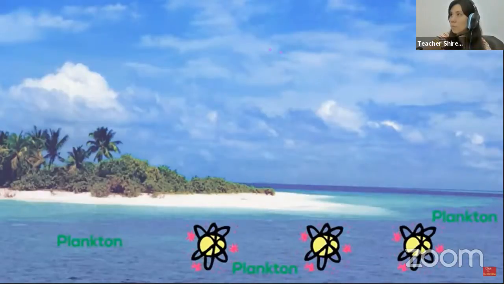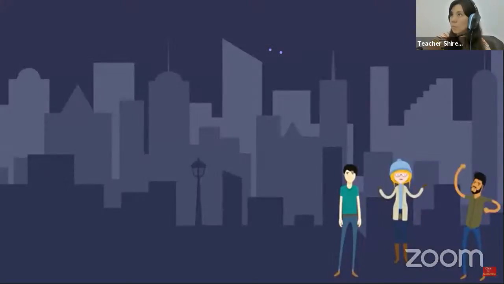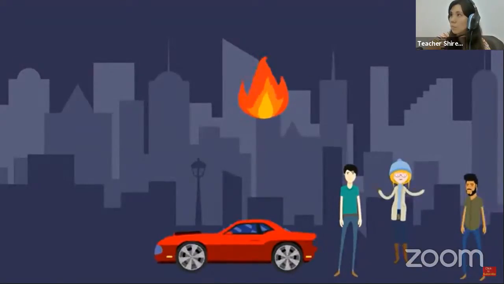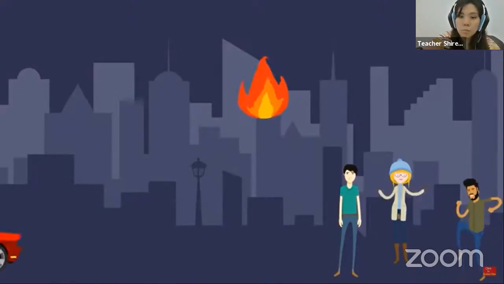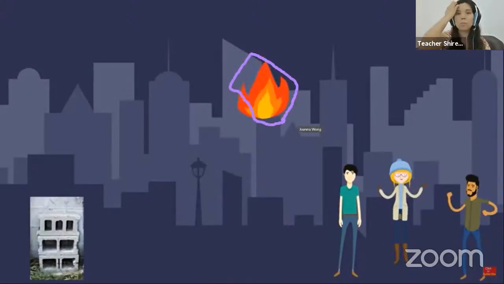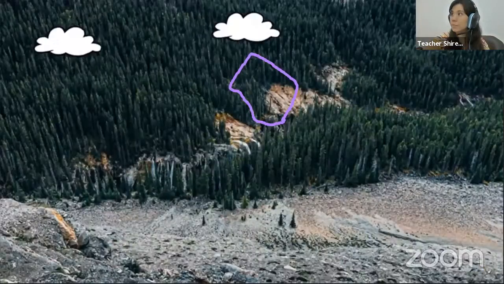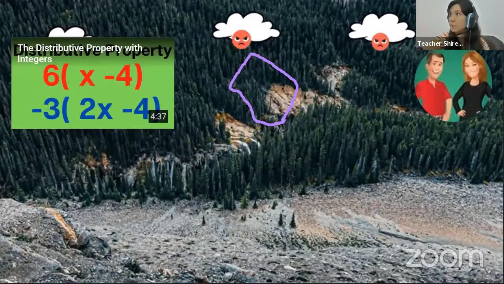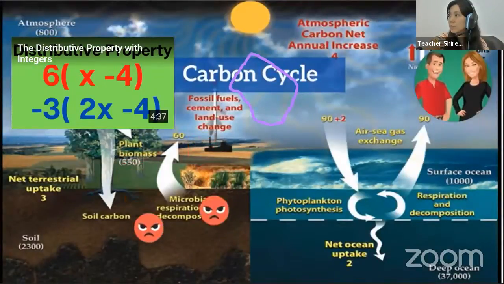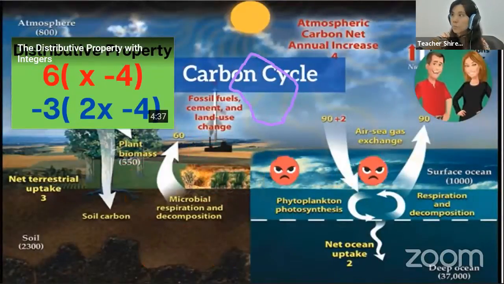Humans also influence the movement of carbon. Humans burn fossil fuels, which release carbon into the atmosphere by combustion. Also, the production of clinker, which is used for cement, from limestone also releases carbon into the atmosphere. In addition, deforestation by humans can increase the amount of carbon in the atmosphere. So there we go, an overview of the path of an atom of carbon during the carbon cycle.